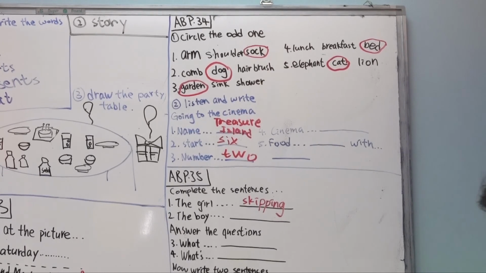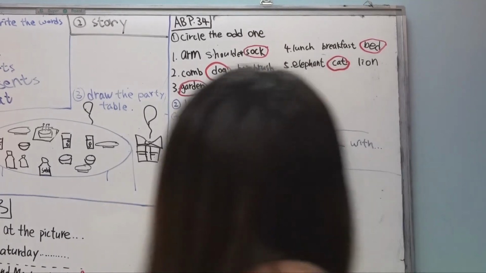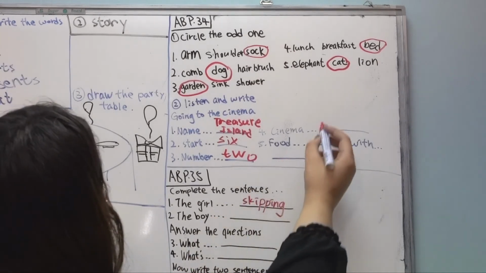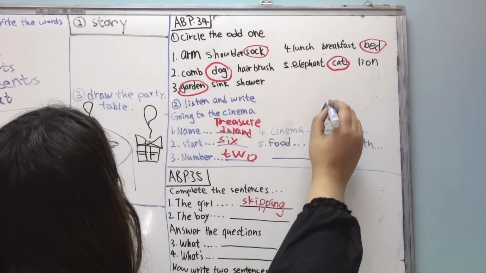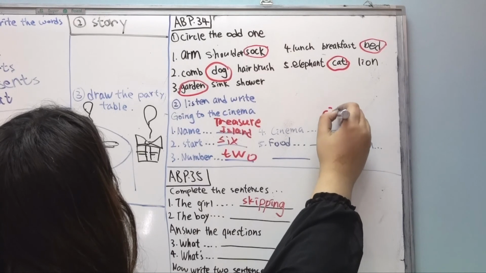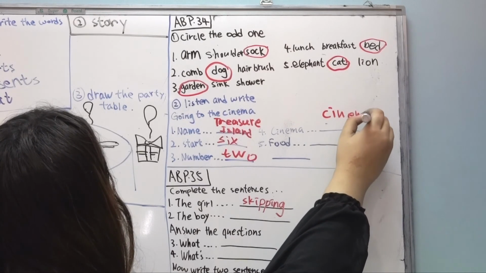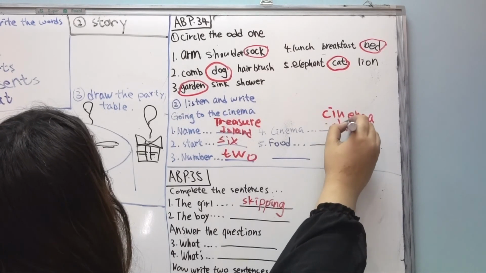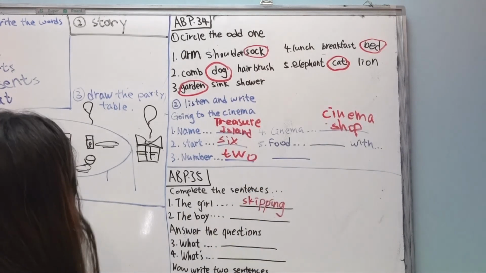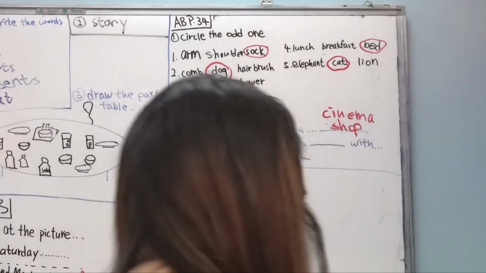Number 5. It is next to the cinema shop. So the word cinema is here, right? How do we spell shop? S-H-O-P. Shop, okay?